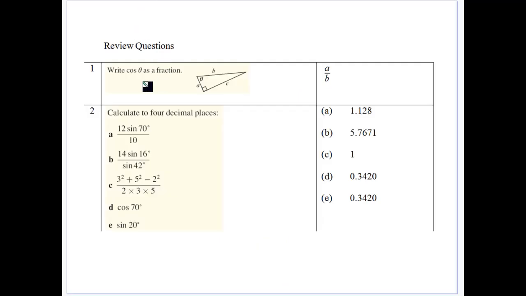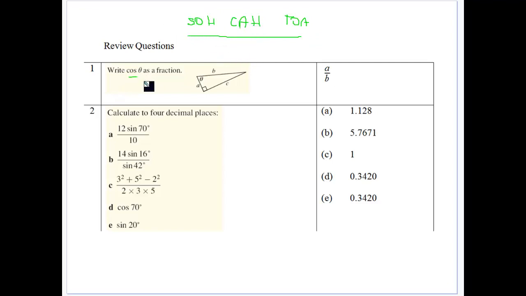Some of the other things you're going to see: write cosine theta as a fraction. When we look at cosine of theta, we need to look at what cos of theta is. Hopefully you're saying, wait on, you didn't talk about SOHCAHTOA. So let's talk about what SOHCAHTOA means. Sine is the opposite over the hypotenuse, cosine is the adjacent on the hypotenuse, TOA is the tangent, the opposite over adjacent.